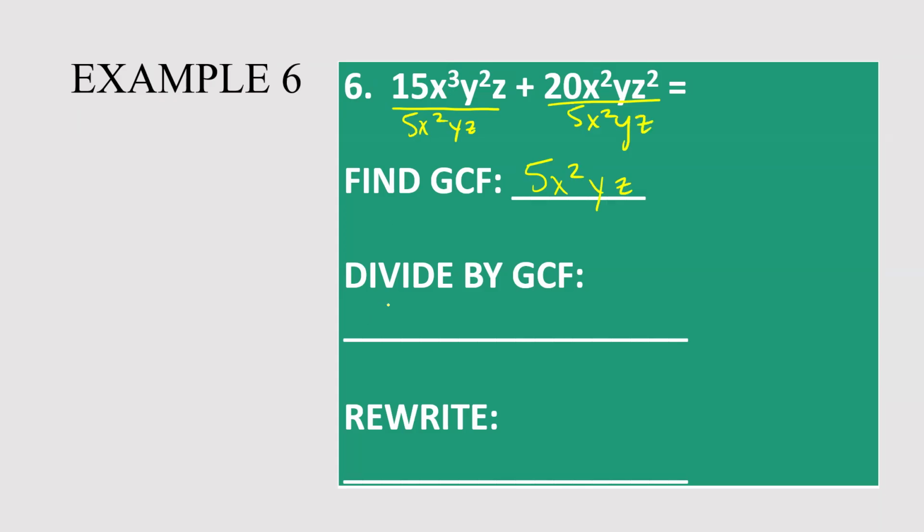15 divided by 5 should have given you 3. X cubed divided by x squared gives you x. Y squared divided by y gives you y. And what happens to the z's? They cancel out. Then we have 20 divided by 5, which is 4. X squared and x squared cancels out. We have y, and they cancel out. And then we have z squared divided by z, which is just z. So our factored form is 5x squared yz times 3xy plus 4z.